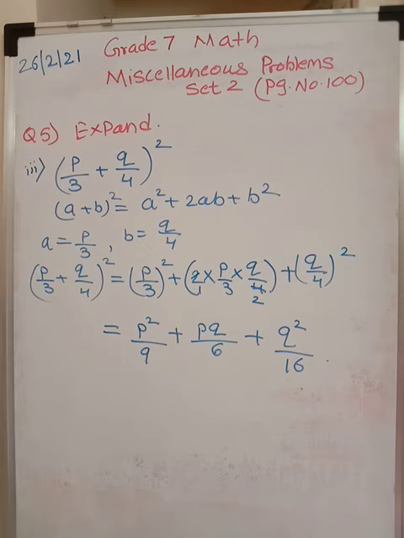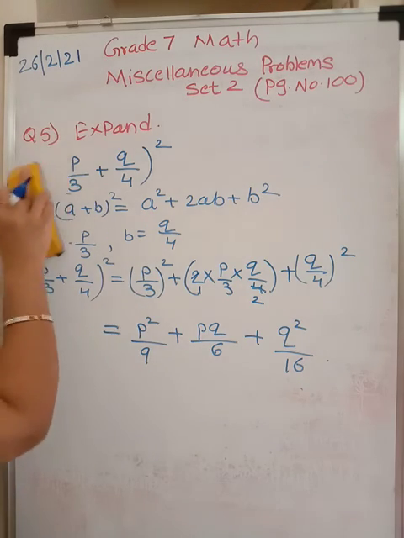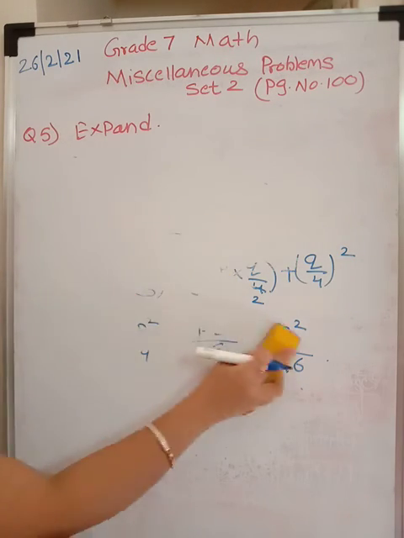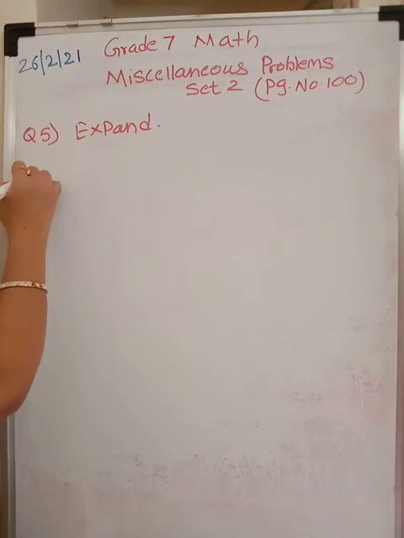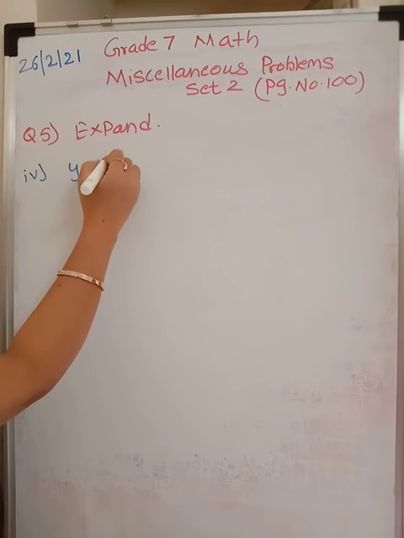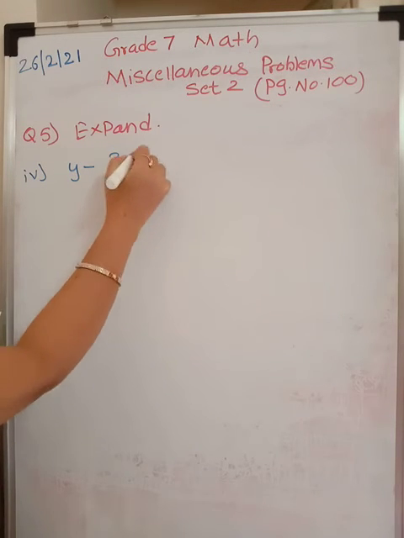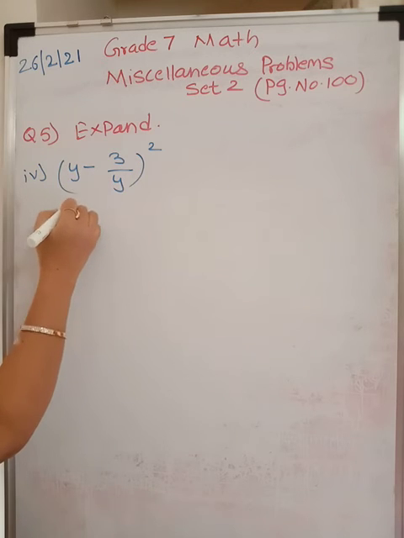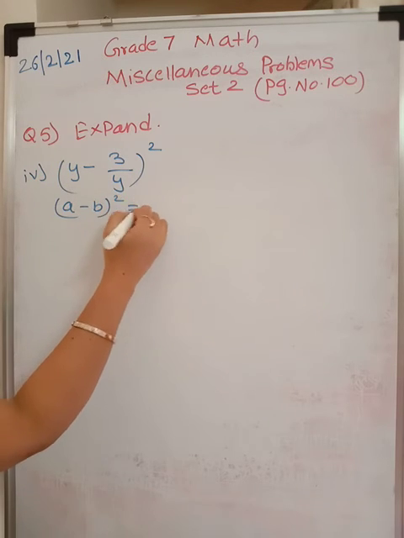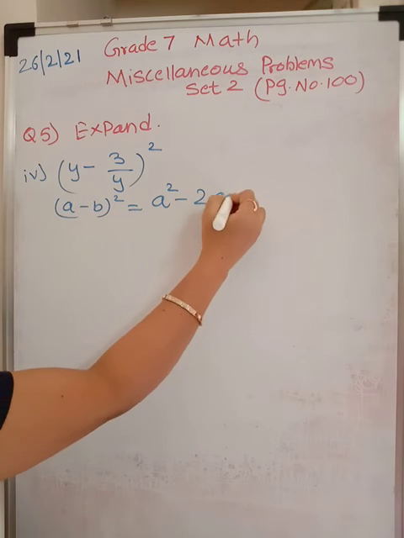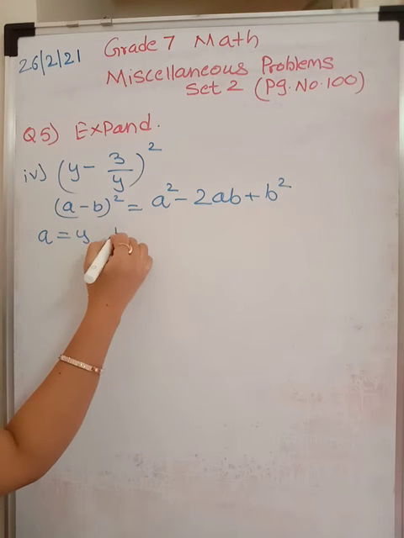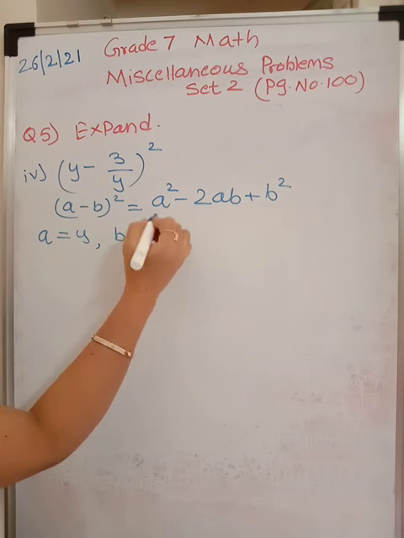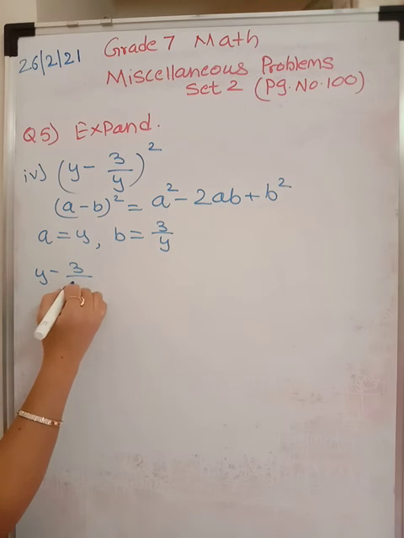Okay, now let's go to one more problem. (y minus 3 upon y) the whole square, the fourth one. So let's go for the fourth problem also. So your fourth problem is now (y minus 3 upon y) the whole square. This is (a minus b) the whole square. What is the formula? a square minus 2ab plus b square. What is your a? a is y. What is your b? It is 3 upon y. Substitute.